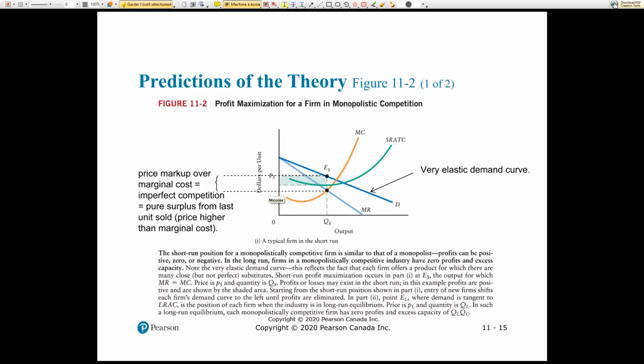Oh yeah, by the way, this is not QL minus QC. So this is the next slide, but this is just going to. Yeah, don't read that. Anyways, they're describing something that's in the next slide. So this is the short run.